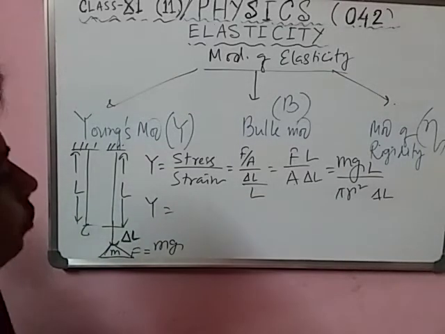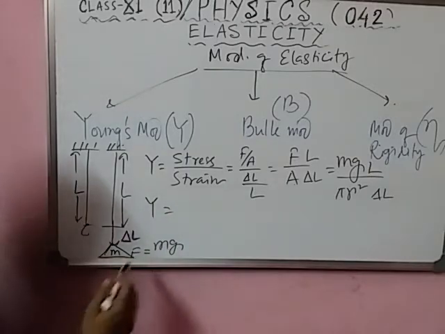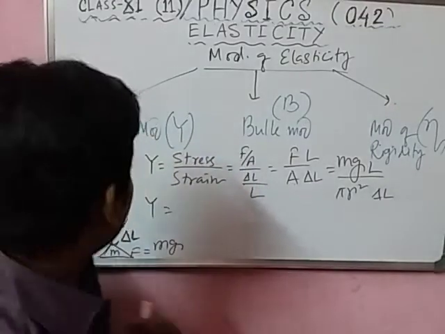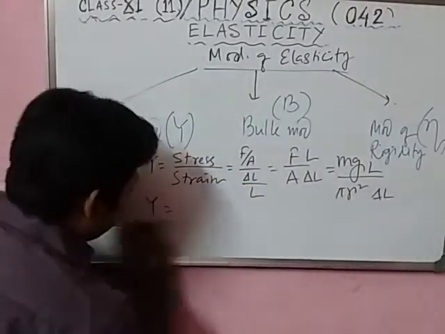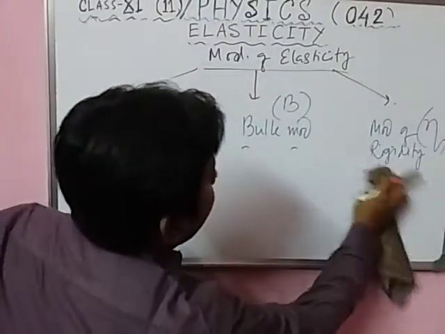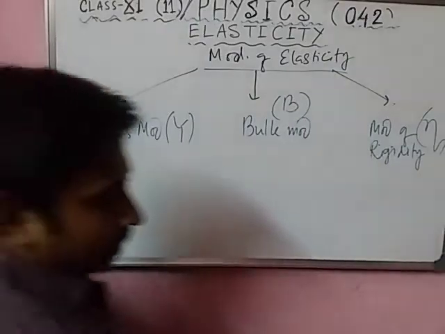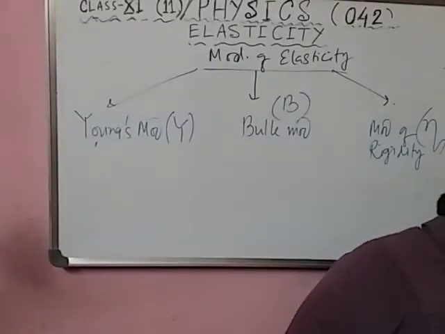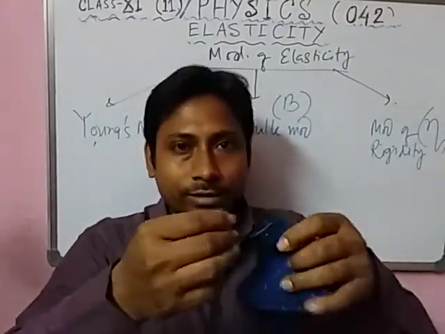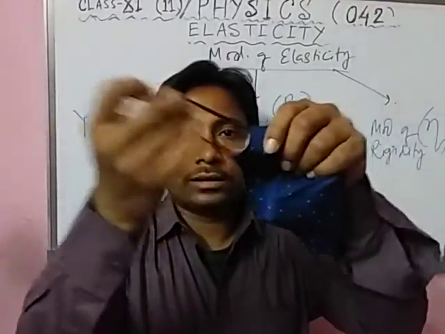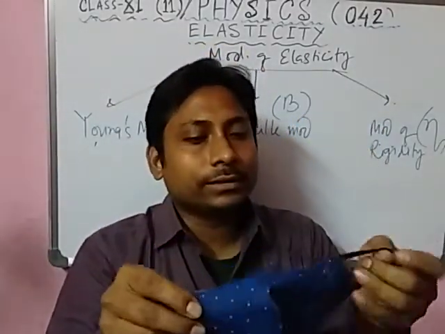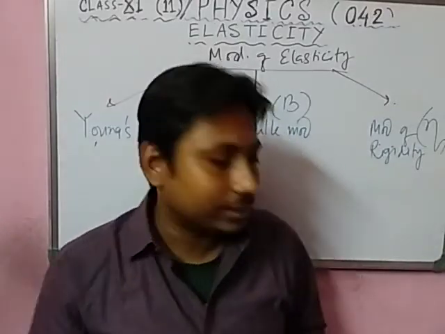So this is the Young's modulus. Now you tell me, student, which one is more elastic, rubber or steel? Rubber or steel? See, my mask is more elastic, isn't it? See, the elastic property of my mask is much better than the steel.